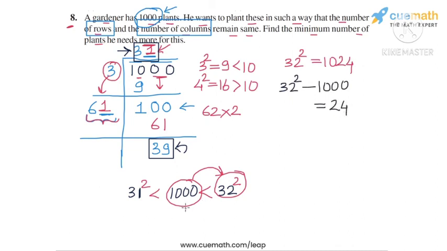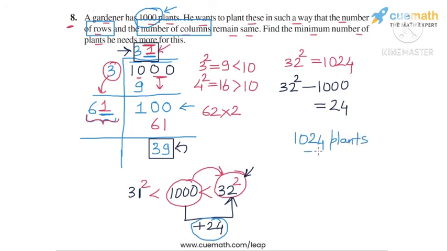So if we add the number 24 to the given number 1000, we turn it into a perfect square, and that perfect square is 32 square. So basically what the gardener should do is take 24 more plants and add them to the 1000 plants that he already has, and then he will get a total of 1024 plants.